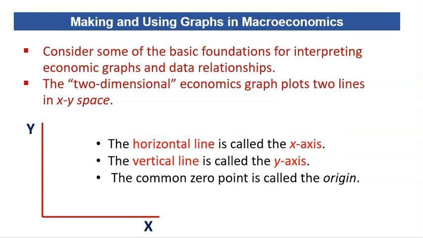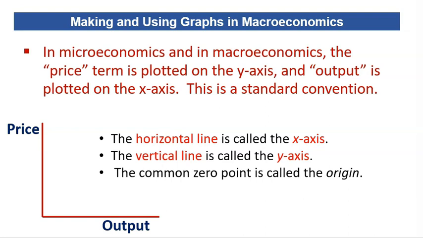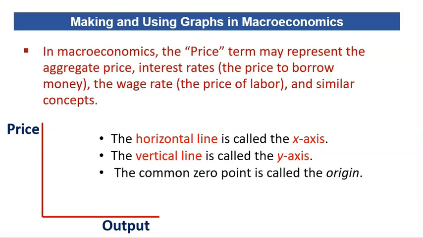Okay, now that we have introduced you to the types of economic data, let's look at the conventions used to graph economic data in what is known as the XY space. It is referred to as the XY space because the horizontal line is the x-axis, and the vertical line is the y-axis. By convention, in both microeconomics and macroeconomics, the price term is plotted on the y-axis, and the output is plotted on the x-axis.